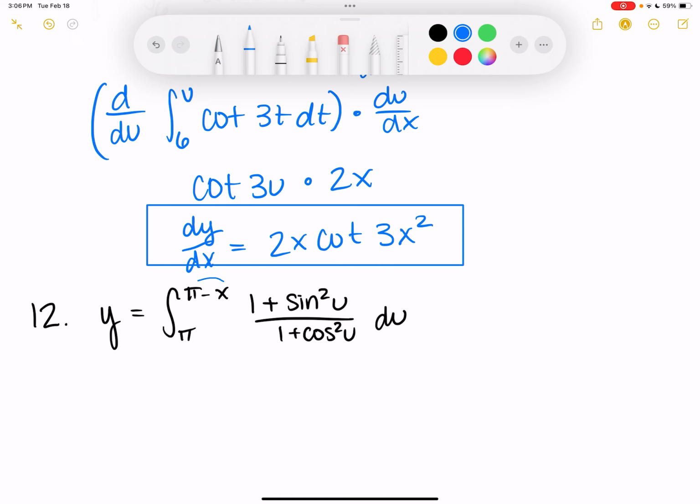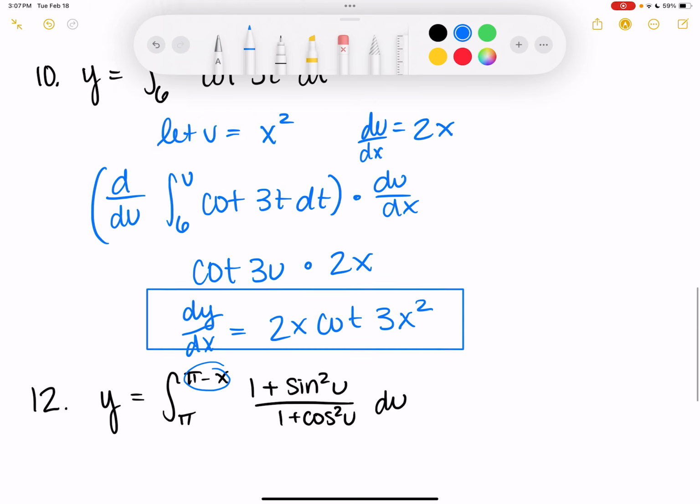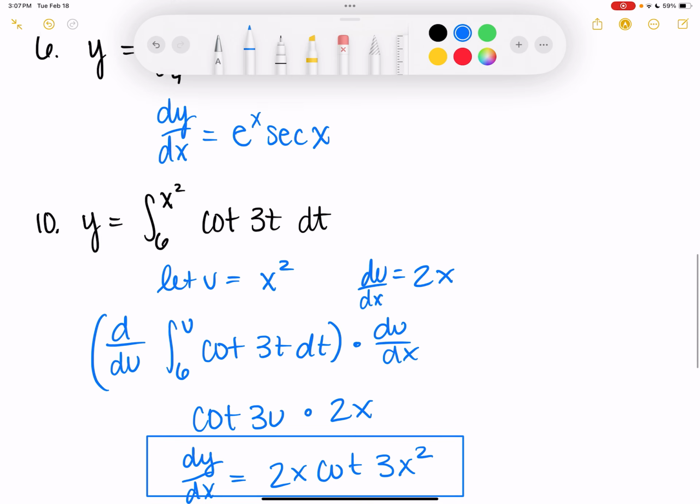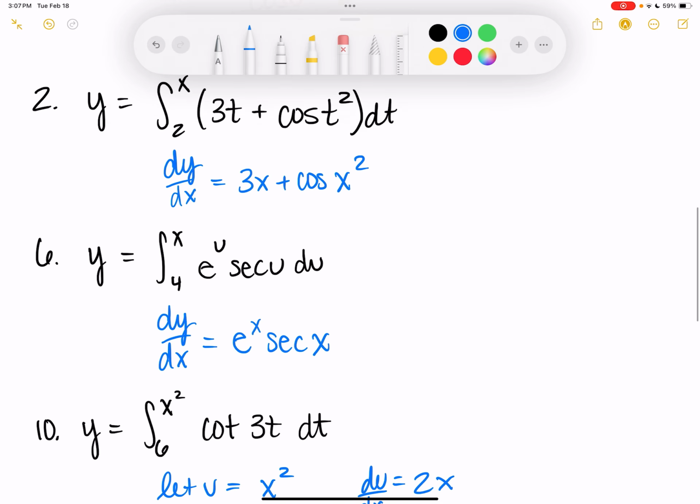Notice this here is pi minus x. That's still not an x by itself. And when I take the derivative of pi minus x, what do I get? Negative 1. So if the derivative of this is not 1, then we have to do essentially a chain rule. Up here we did it because it was x squared, so the derivative of that was 2x. But on the other one it was just x, the derivative of that is 1, so I don't need to do it.